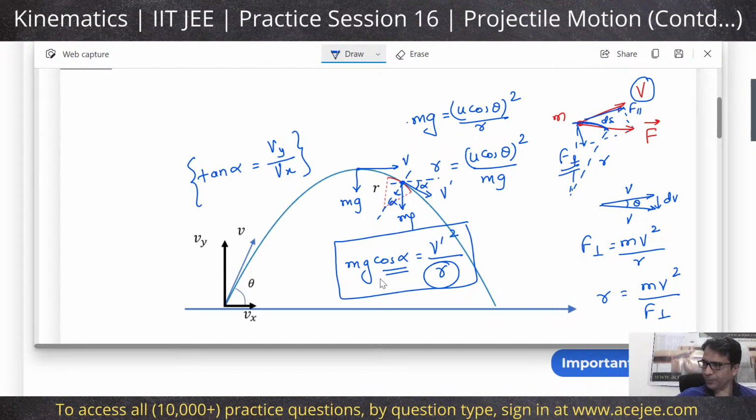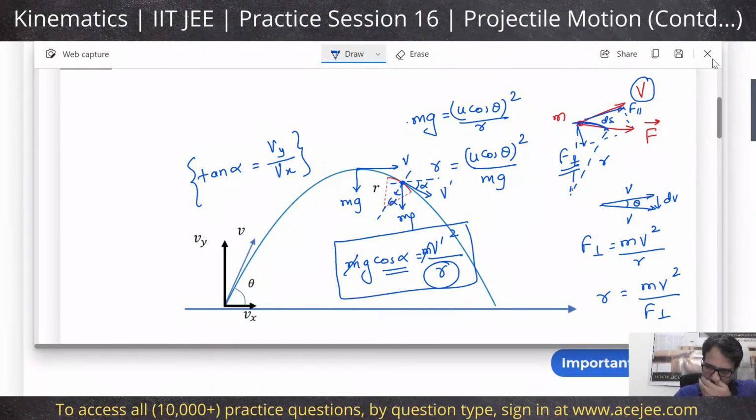So mg cos alpha will give us a force, but v square by r is only giving us acceleration, right? You are absolutely right. Write down m in there. Everywhere else we've been writing m, but here, that's a simple error. That's my mistake. Clear? Newton's second law we are applying, F is equal to ma.